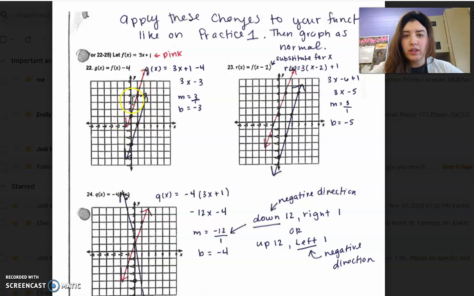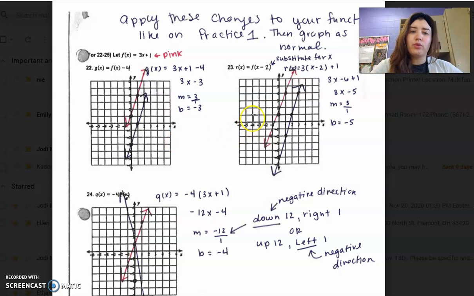Okay, this pink one is the parent function. And just for our sake, here's this point on the origin. -4 means a vertical shift down 4. So all we're doing is 1, 2, 3, 4. Look at that. Our line shifted down 4.